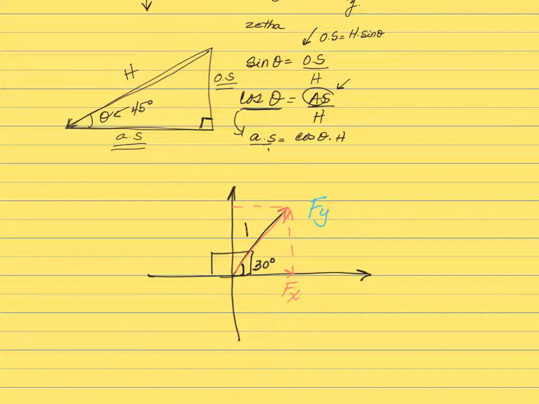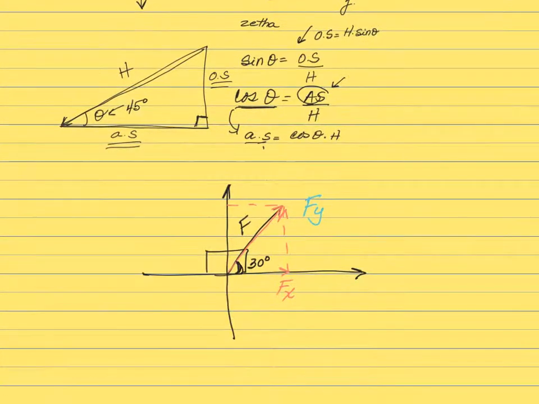Okay, this is my force over here, and I have that force applied at an angle. This one over here is my y component. But that y component is the opposite side. According to SOHCAHTOA, sine of 30 degrees is equal to the opposite side over the hypotenuse. Who's the opposite side? F in y. Who is the hypotenuse? F.